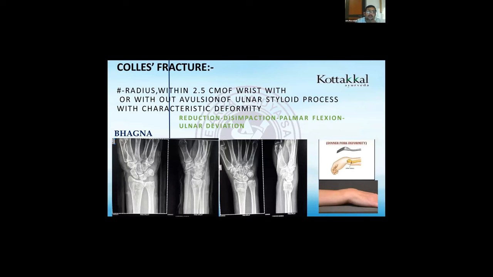Coming to the Colles fracture, here is a fracture of the radius within 2 to 2.5 cm of the wrist, with or without avulsion of the ulnar styloid process. In this X-ray, you can see the avulsion of the ulnar process, and the dinner fork deformity of the hand we can obviously see. In such cases, proper reduction, if needed, has to be done. The disimpaction, palmar flexion and ulnar deviation are compulsory.